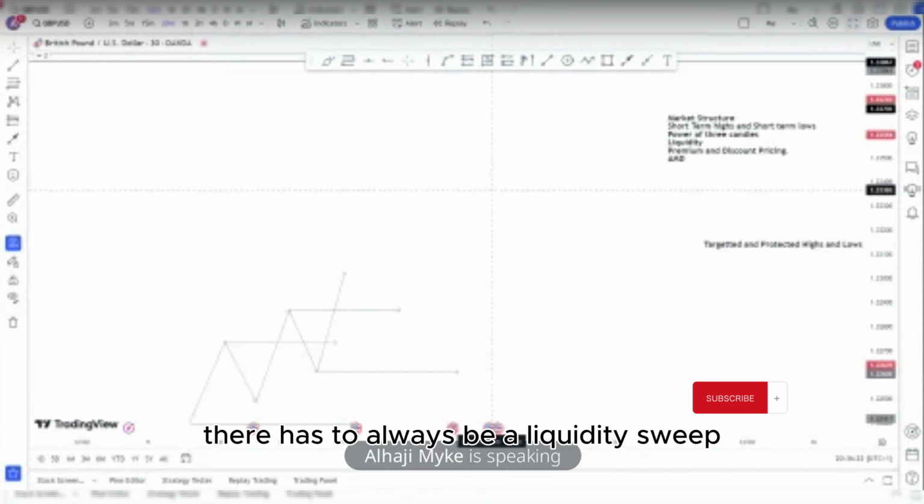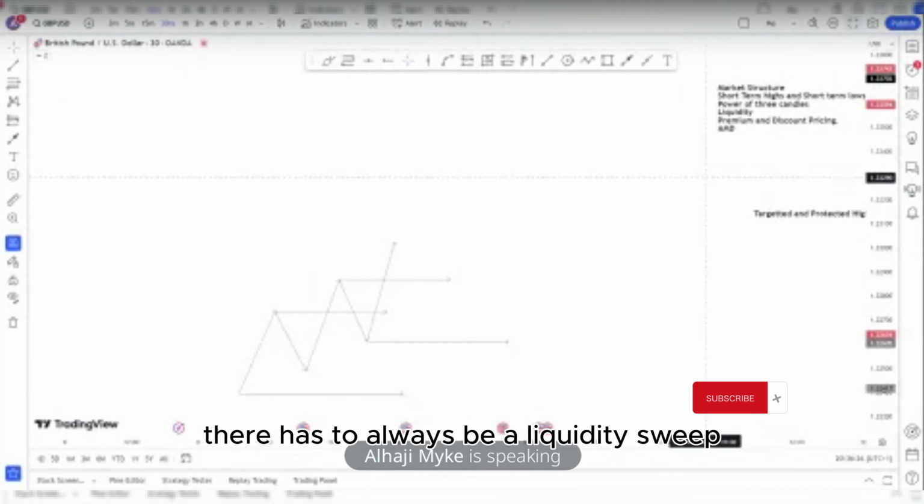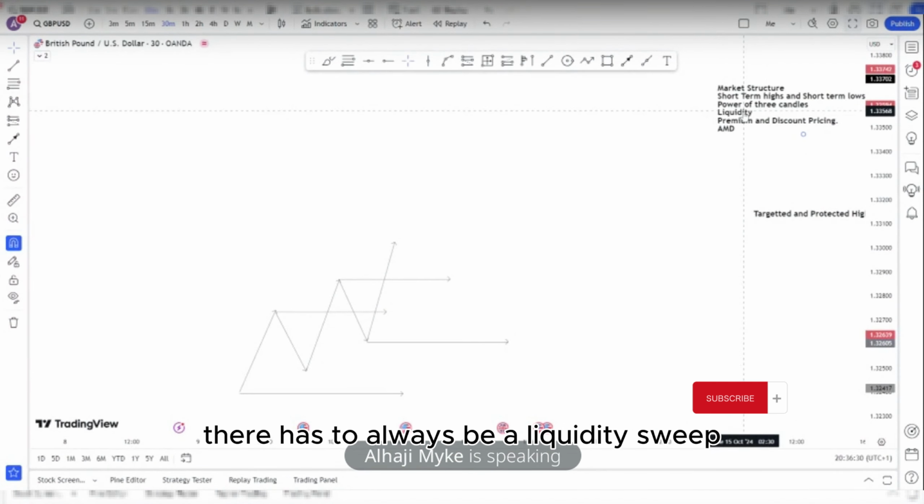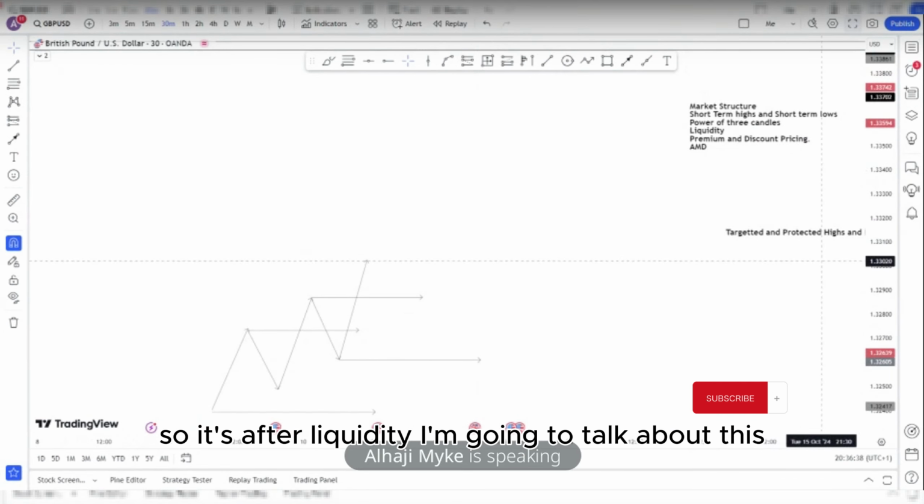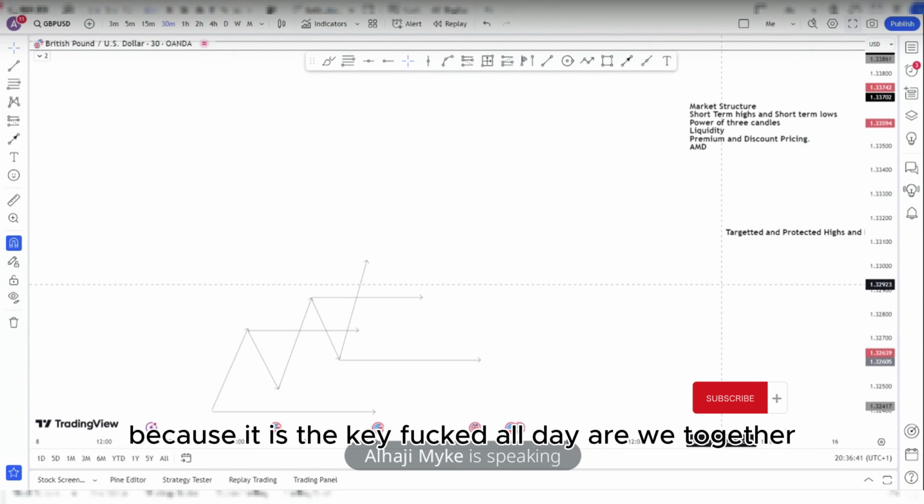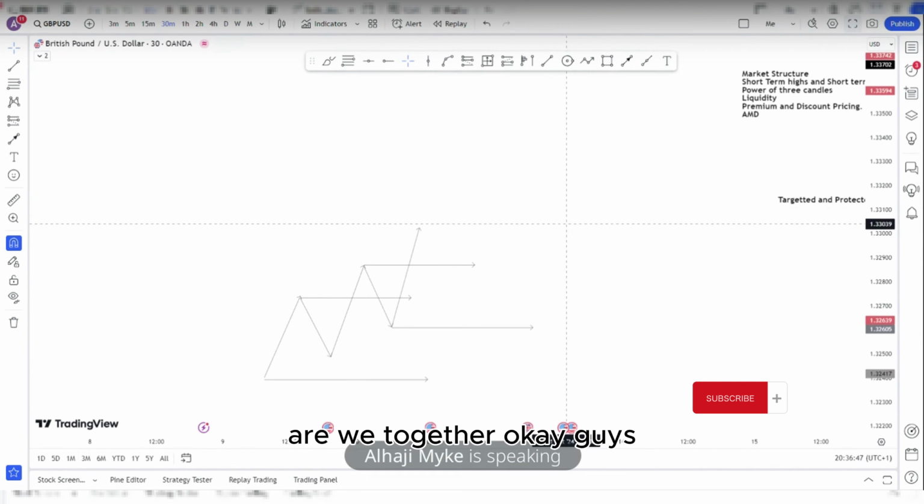But I don't want to treat all these things scatteredly. If not, I'll just briefly explain the liquidity, but I don't want to scatter everything. So let's finish your market structure. The next session we're going to talk about liquidity. So after liquidity, I'm going to talk about the targeted and protected highs and lows because it is the key factor there. Are we together? Can you guys hear me?